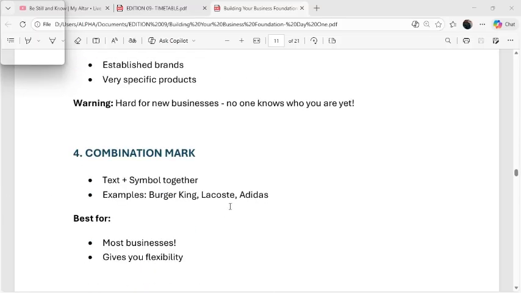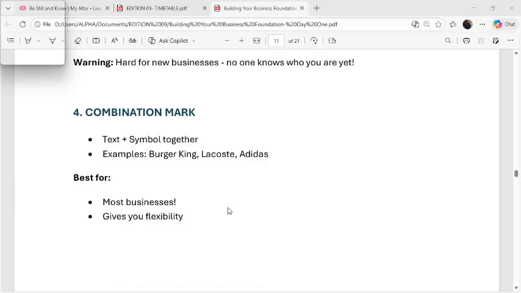So let's move on to the combination mark. The combination mark is text plus a symbol together. Like Burger King, Lacoste, and Adidas. You get what I'm saying? Most businesses use this one, and it gives you flexibility. You can just see the symbol and know what it is for. You see the symbol, you know it is Adidas. You see the symbol, you know it is Lacoste, right? But they use both the names and the symbols.